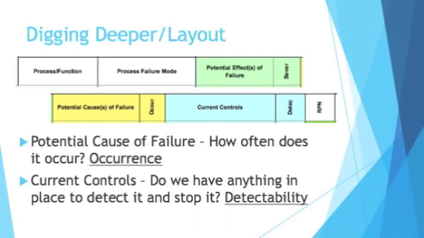Okay, so we have the problem, how bad it is, how often it happens. The final thing we want to look at is current controls. Do we have anything in place to detect the problem or prevent it? This is our final numeric score. Well, I guess our second to last. Detectability. Once you have a severity, an occurrence, and a detectability, those will all multiply together to give you your final number, and that is your RPM, a risk priority number. It tells you how bad the problem is, including all three categories.